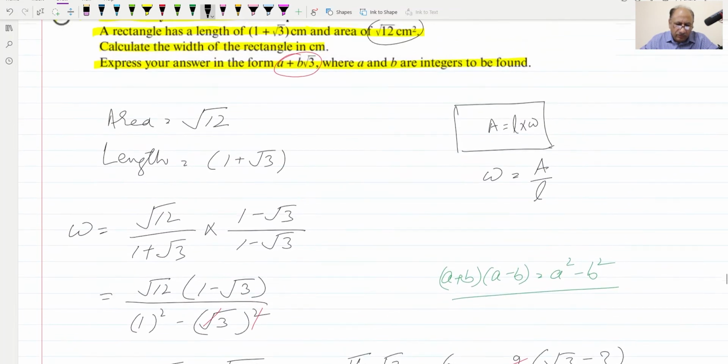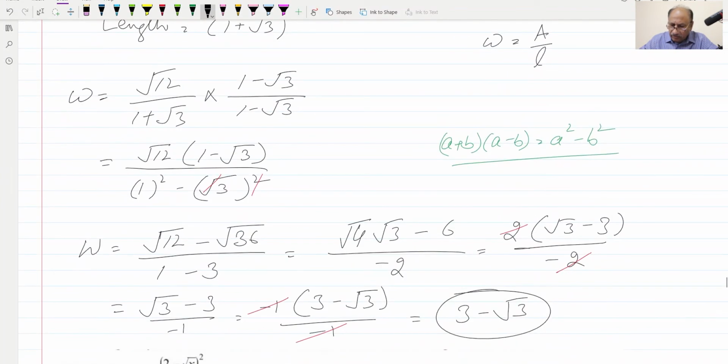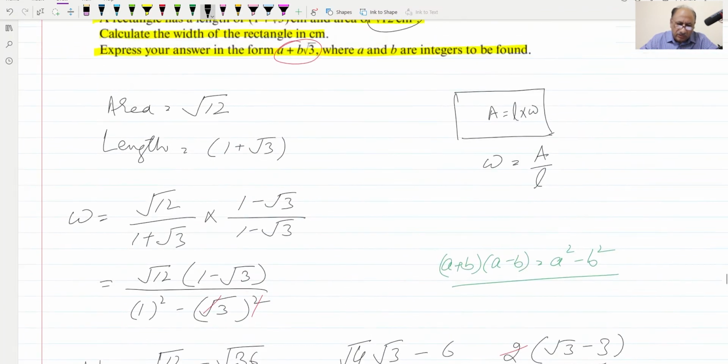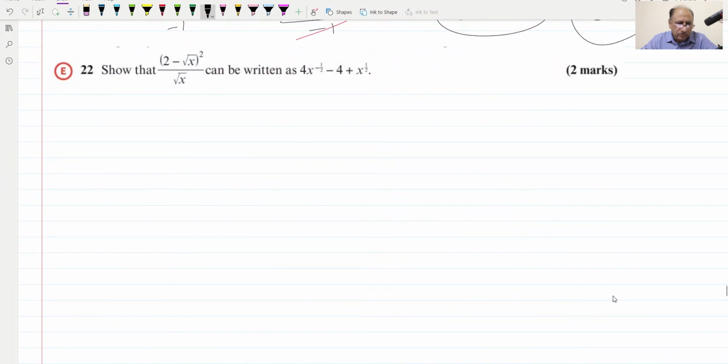And the a and b values they were asking for: a is equal to 3 and b is equal to minus 1. These are the values. This is our answer for question 21. Now we can move to question 22.